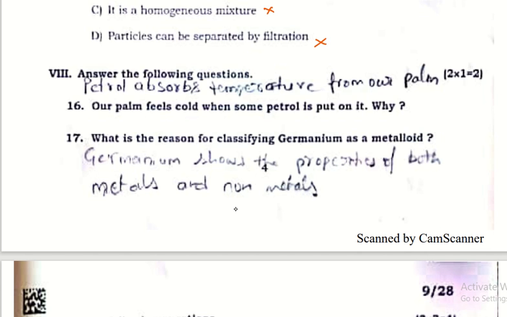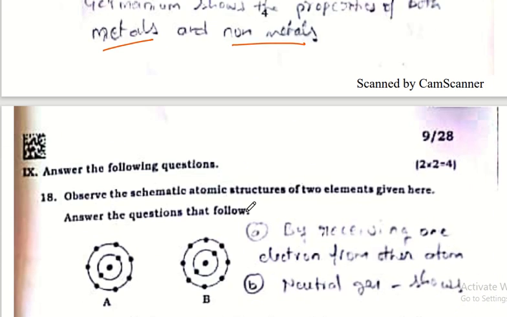And what is the reason for classifying germanium as a metalloid? Germanium shows the properties of both metals and non-metals. At low temperature it acts as a metal, and at high temperature it acts as a non-metal. So when the temperature differs, it changes from non-metal to metal. Therefore it is put in the column of the metalloids.